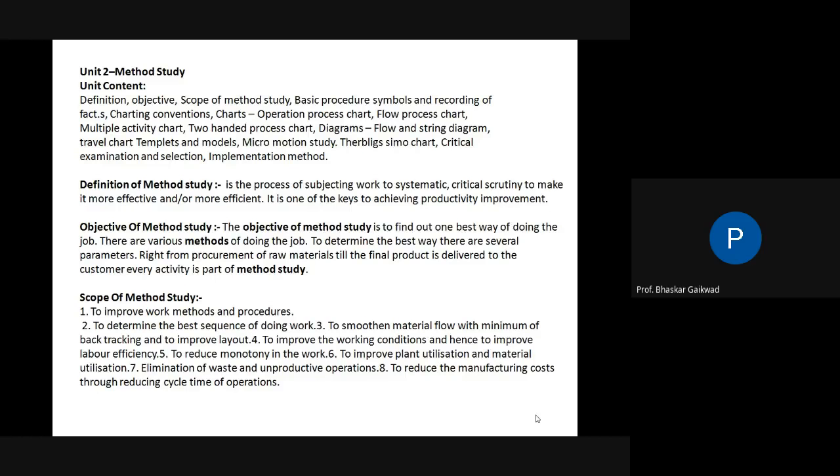In this micro motion study, the small activities are shown by symbols, which are called therbligs, and standard times have been decided for each motion, shown on the SIMO charts. Then critical examination, selection and implementation of this method. So these are the syllabus topics related to unit number 2.